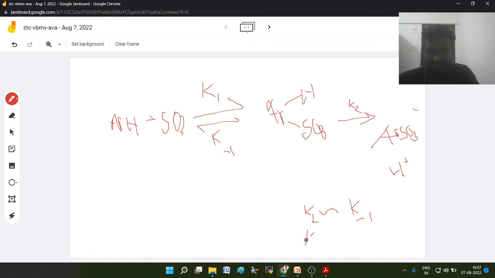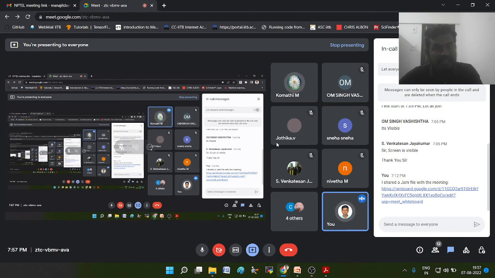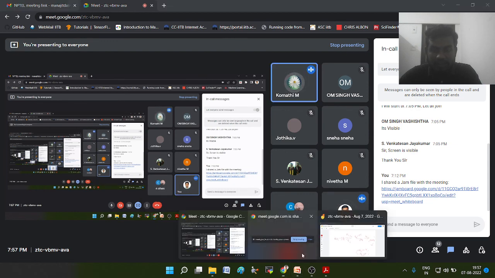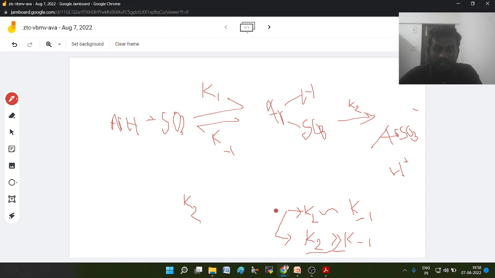In nitration, we will say the K2 rate is very high compared to K inverse. Let me check. Yes, K2 is written as very high compared to K inverse. So these two reactions differ here. Does it answer? And then tritium, I said, what will happen in tritium, so K2 may be greater than K inverse. And for deuterium, I am saying it is very much closer.